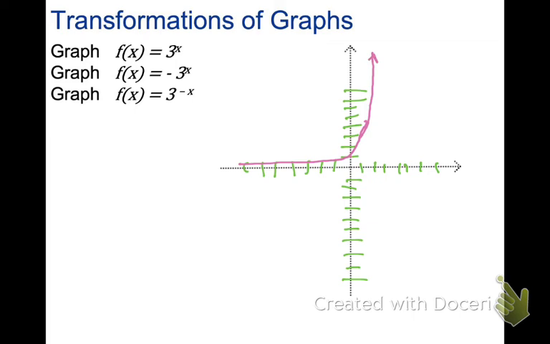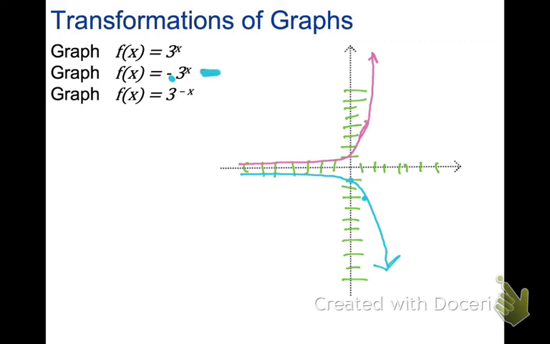Okay, so now what's happening? That negative is going to reflect over the x-axis. So instead of going through positive 1, it's going to go through negative 1. And instead of being 1, 3, it's going to be 1, negative 3. And the horizontal asymptote is still 0, but the graph is going to go what? Down. Okay, so that's this one.